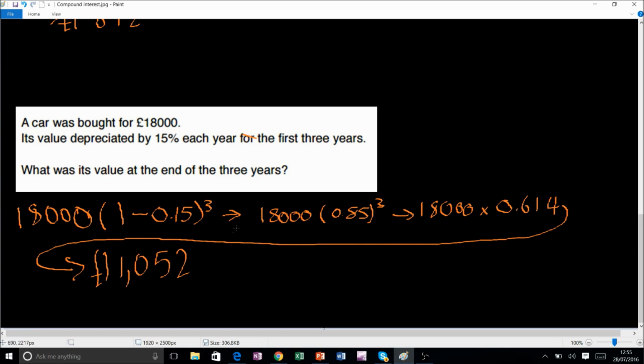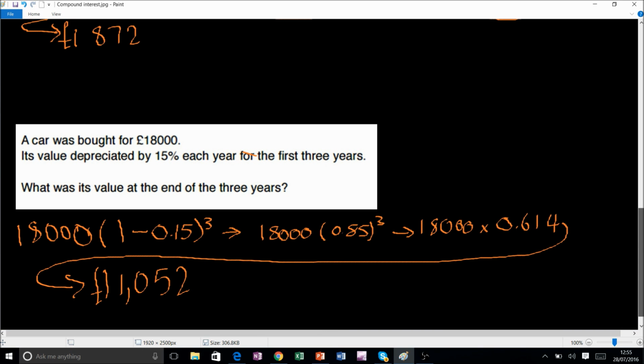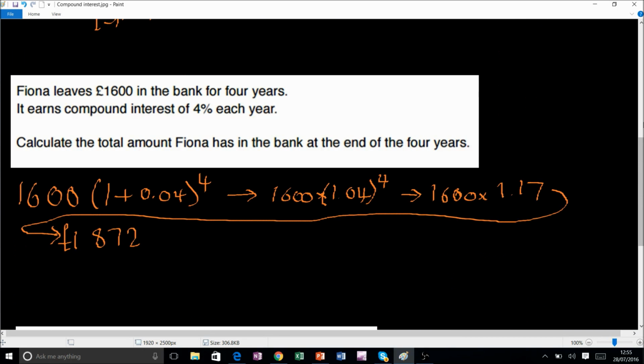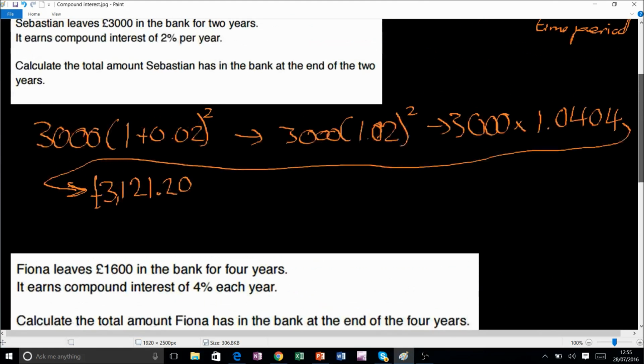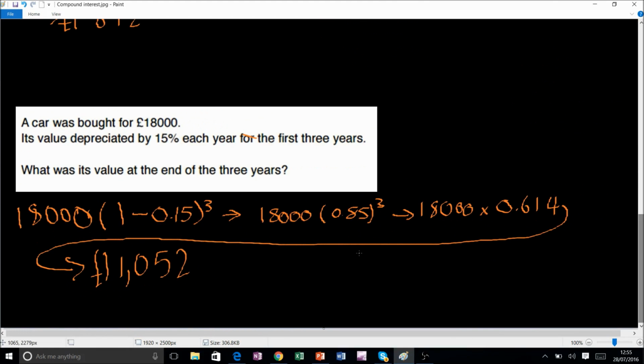Okay, so remember this time its value depreciated. So instead of us having an add there, we actually had a minus. We took the 1, take away the 0.15. Whereas in the other ones, it was always growing. It wasn't depreciating. So we always added on the percentage, the interest rate. But for the example below, because it was depreciating, we took away 0.15. Okay, so guys, that is compound interest in a nutshell.